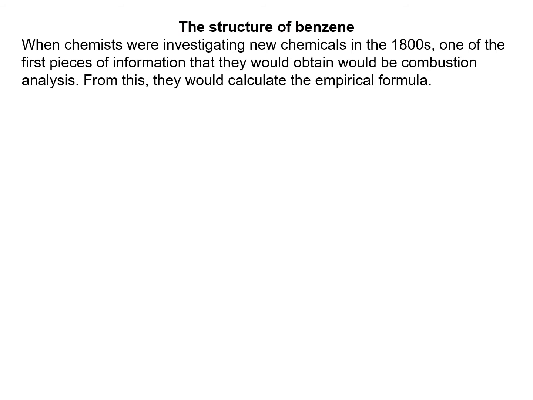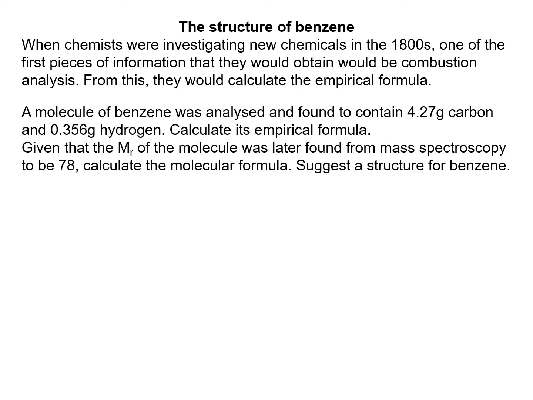So we're going to start by looking at the development of the structure of benzene theory. Chemists were investigating chemicals way back in the 1800s, and one of the first pieces of information they'd often obtain is known as combustion analysis. This is where you burn the chemical and you collect the gases that it gives off. Using the information of the gases that are given off, they then calculate an empirical formula. So we're going to use this information here to calculate firstly the empirical formula for benzene, and then you've got the Mr provided as well so that you can go on to calculate the molecular formula.